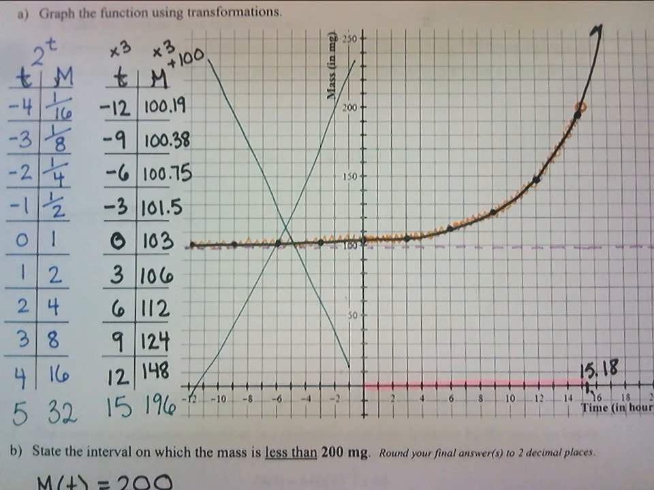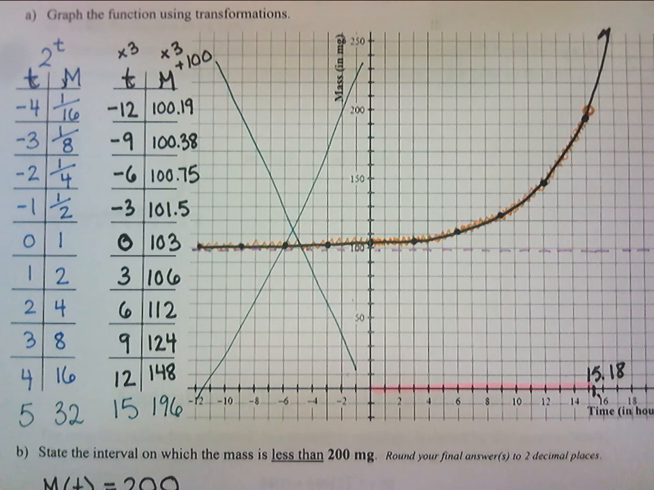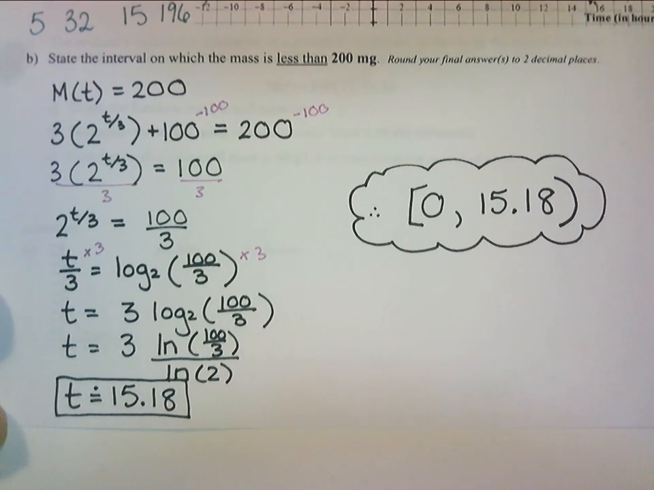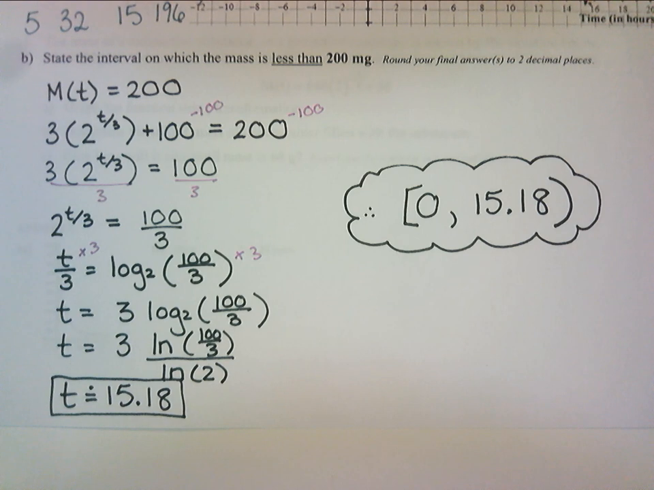Okay. If you need to freeze the screen, please do so. I paused the video, but I'm going to move on and talk about part B. So part B says, state the interval on which the mass is less than 200 milligrams.